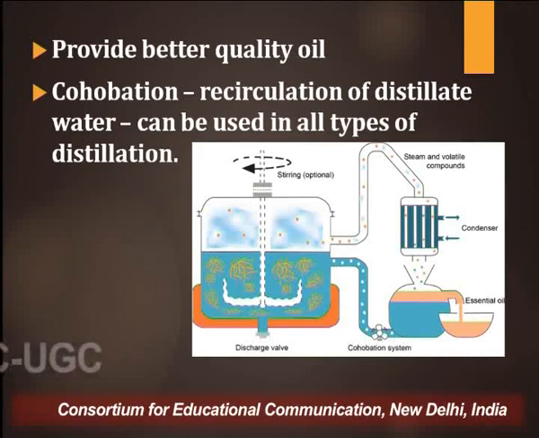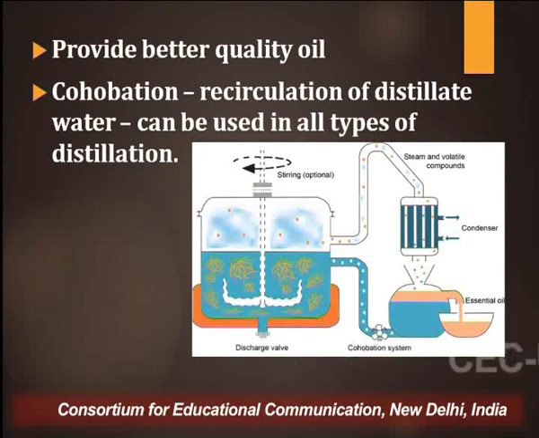Cohobation is another process which can be attached to the water and steam distillation as well as the hydrodistillation. Though this process can be used in all the three types of distillation, cohobation is widely used in water and steam distillation as well as in the water or hydrodistillation. Now cohobation is nothing but the recirculation of the distillate water, and as you can see, this picture is a pictorial representation of water distillation or the hydrodistillation.